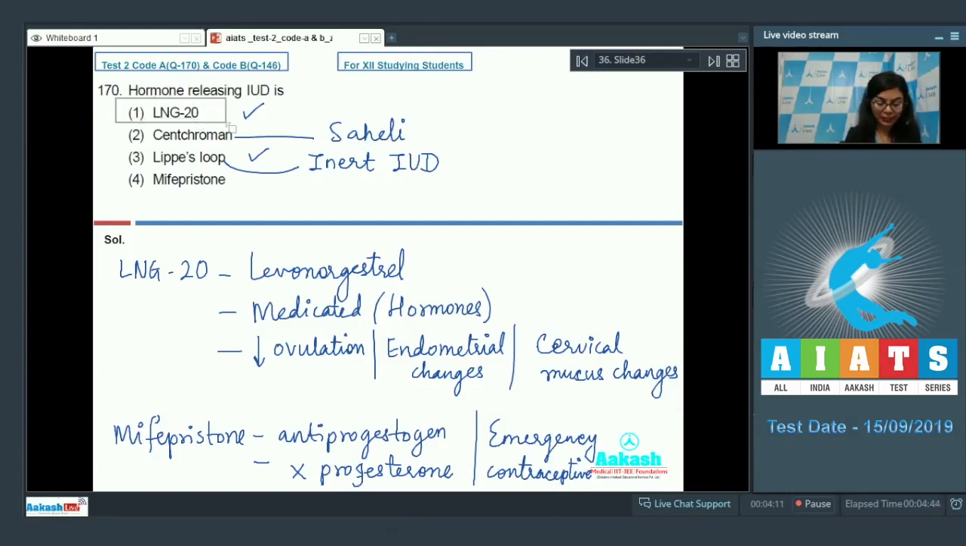A correct option would be LNG20, because that's what is releasing the hormones. Answer is option number 1.